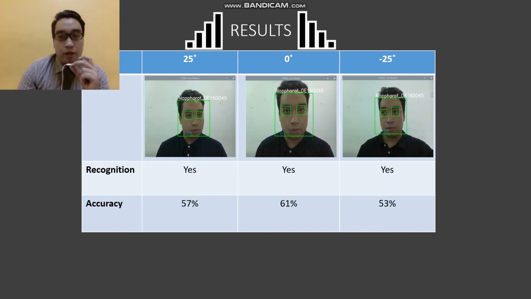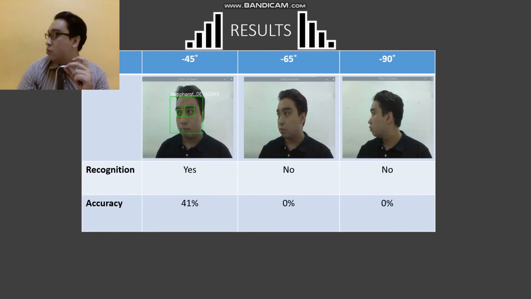Now for the minus 45 is where I turn my face to the right, until 90 degrees. The same result was obtained: above negative 45 degrees, the system won't recognize me.